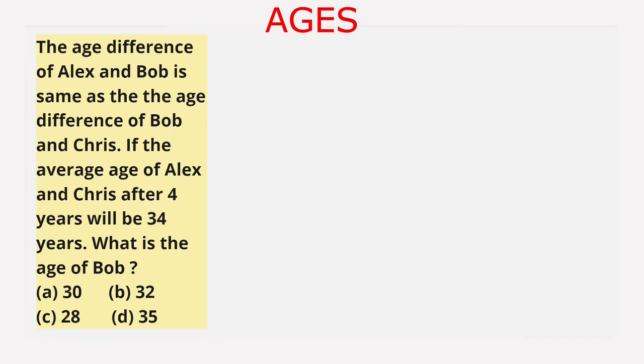And from the first condition, the age difference between Alex and Bob and Bob and Krish is the same. Therefore, the age of Alex plus Krish is twice the age of Bob, and twice the age of Bob is equal to 60. Therefore, the age of Bob is 60 divided by 2, which is 30 years. From the given options, option A is our answer. This way you can solve it very fast in 30 seconds.